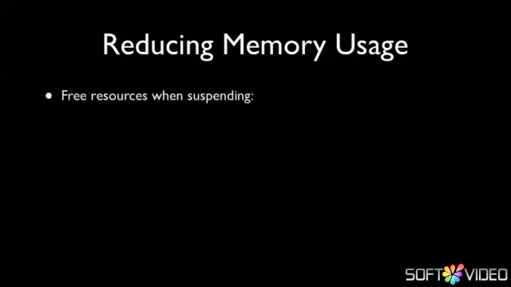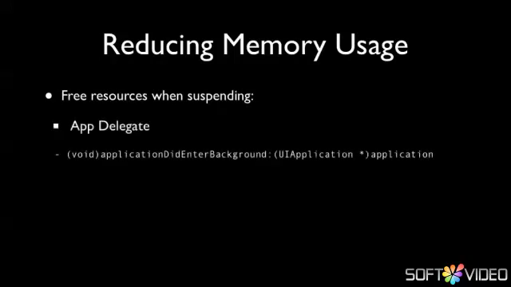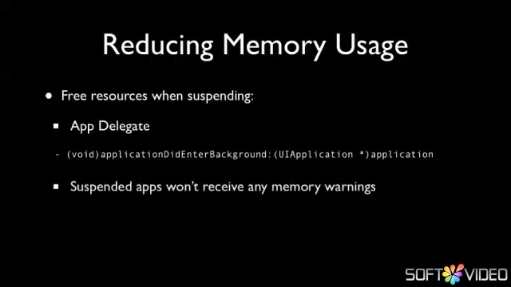So preempt the worst. Free up any resources when you're suspending. In the app delegate, in the applicationDidEnterBackground method, you can free up resources that are not needed. Suspended applications don't receive memory warnings. So as soon as your application enters background, free up anything you don't need, especially if you want your application to be able to stay in the background, to be started again quickly if the user comes back to it via multitasking, or simply to monitor location changes, for example. Keep it light.